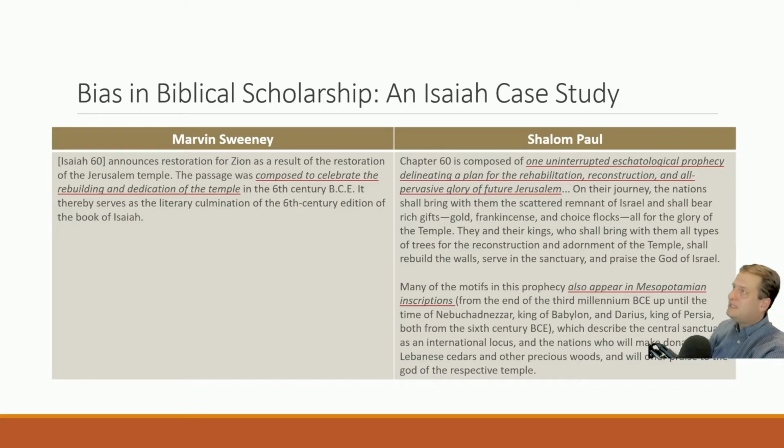Shalom Paul disagrees. He says chapter 60 is composed of one uninterrupted eschatological prophecy delineating a plan for the rehabilitation, reconstruction, and all-pervasive glory of future Jerusalem. And again, here he uses Mesopotamian inscriptions to argue for his view that this is an exilic passage. Once again, here are two scholars who have different views for the settings of these passages, and they're evaluating evidence according to their own biases.